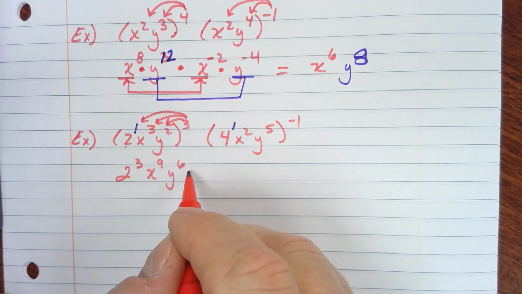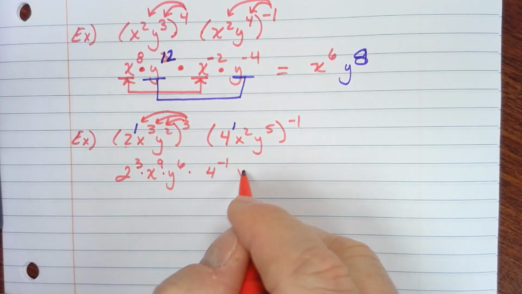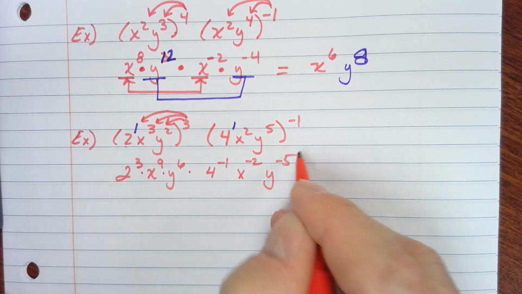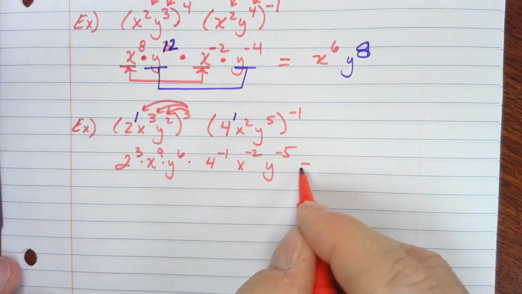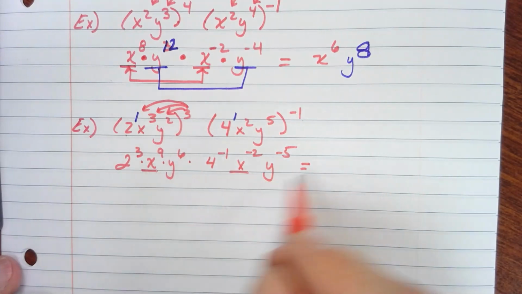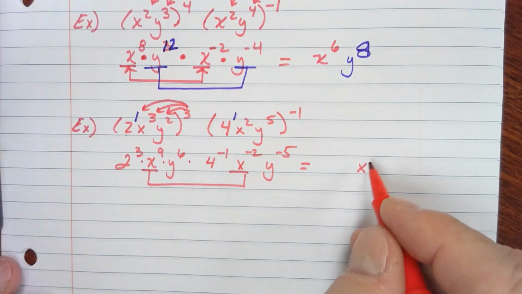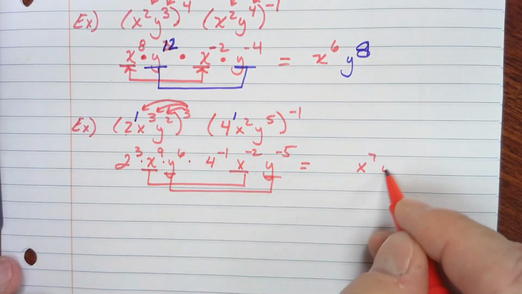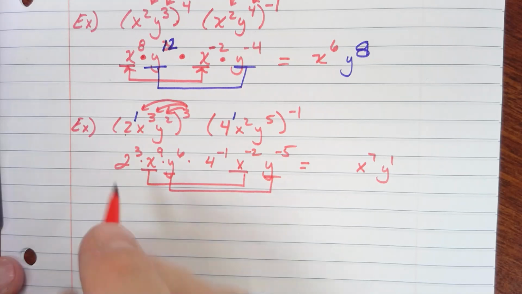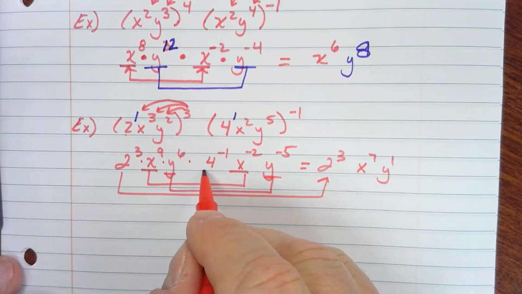Over here, I have 4 to the negative 1, x to the negative 2, y to the negative 5. And like before, I am going to combine the x's, and I get x to the 7th, and I combine the y's, I get y to the 1st. Don't forget about the 2 cubed, or the 4 to the negative 1.